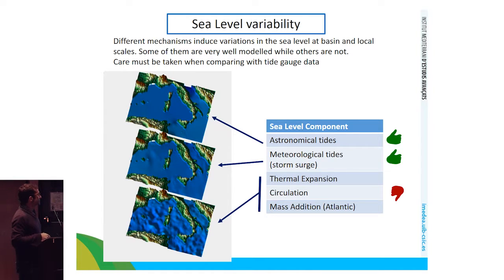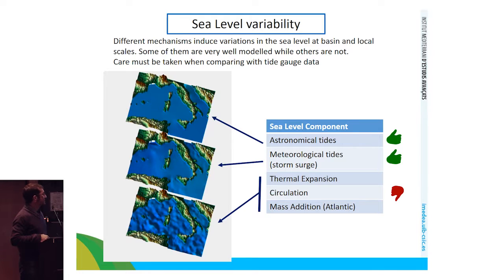So here I decompose the animation in the three components. These are the astronomical tides, these are the meteorological tides. You can see the difference in the kind of structures. You can see some things going on. And here is much more difficult. But if you look carefully, you'll see something that changes.